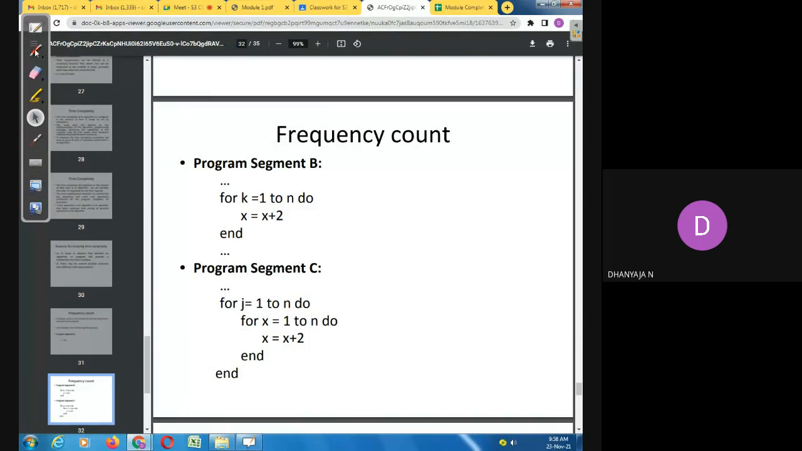So the frequency count of this will be k equal to 1 to n+1 times. This will be n times, so as a total, 2n+1 times. So the complexity will be big O of 1. Okay? Now we will move on to the next statement.